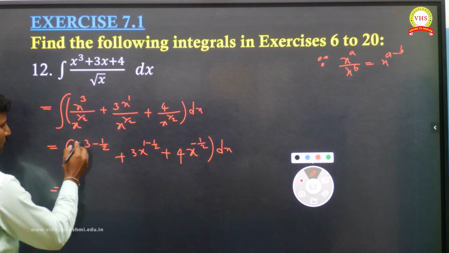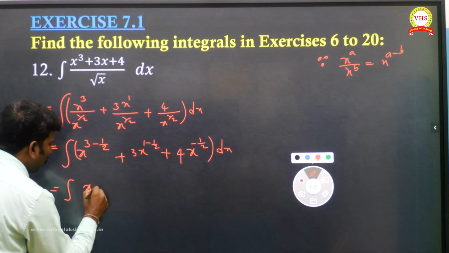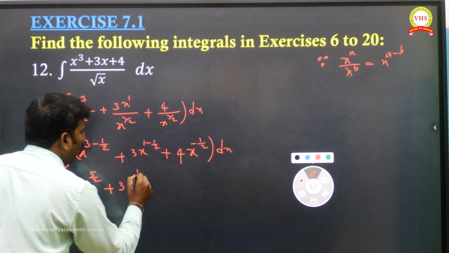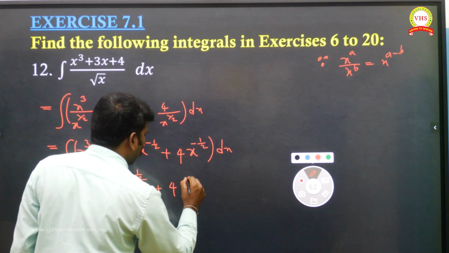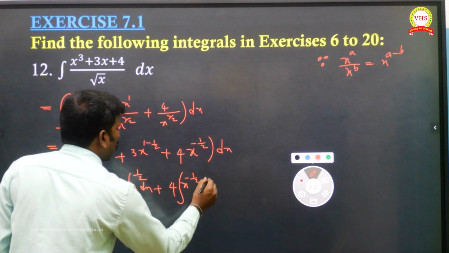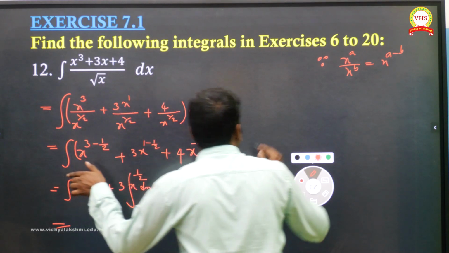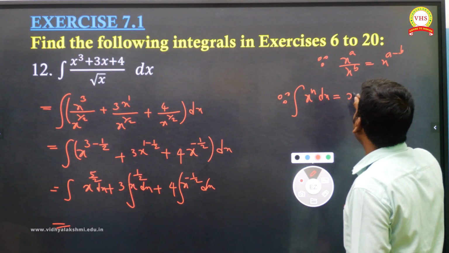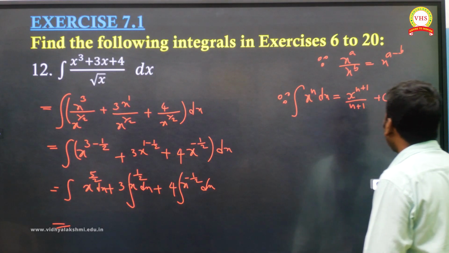So we have to simplify now. When you cross multiply, 3 twos are 6, 6 minus 1 is 5. So x power 5 divided by 2, plus the same thing here, x power 1 by 2, and the same manner here, x power minus 1 by 2 as it is. So you can apply the integral separately for all these things, and it will be over. See children, this is the same formula: integral of x power n dx is equal to x power n plus 1 divided by n plus 1, plus c. So this formula I'm going to use.